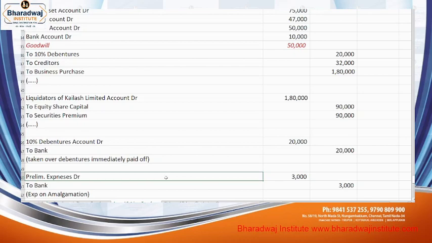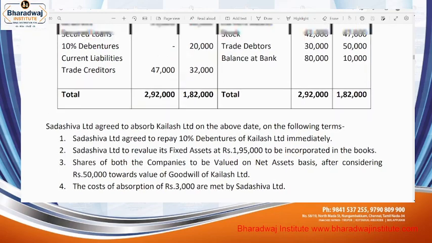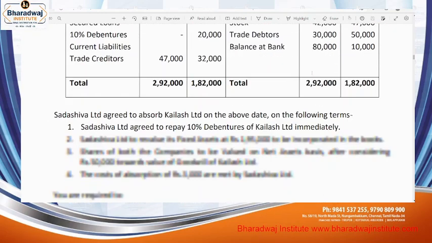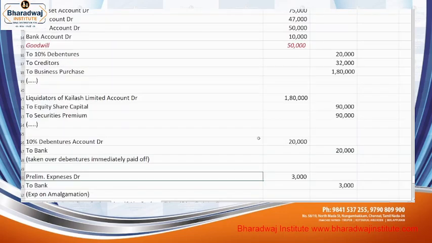Not over. One of the most important things, point number 2. How to record the upward revaluation of fixed assets. Our fixed assets are 1,40,000. It is revalued at 1,95,000. Maybe you have learnt AS 10, plant, property and equipment. When there is an upward revaluation, what do you do? Was it covered in first group? Accounting standard, covered in first group. If there is an upward revaluation, what to do?